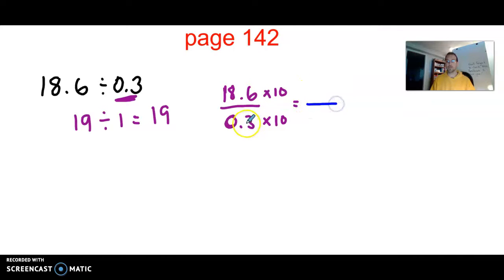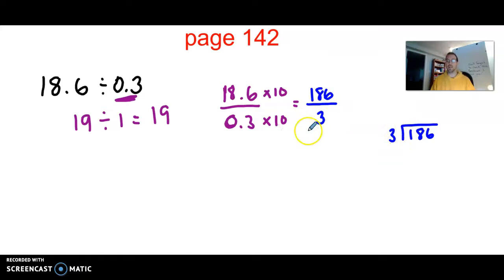Now, when I multiply, this is getting larger, moving one place to the left. It's going to give us 3. Same with this one to make equivalent fractions. So one place to the left on the place value chart, giving us 186. Now, ultimately, we're going to come off to the side and do 186 divided by 3, our standard algorithm.